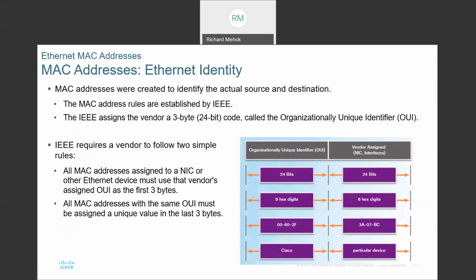The MAC address has 48 bits, and 24 of them are the unique identifier for the vendor. So you can see that 00602F represents Cisco, who made the NIC card, and the other 24 bits are the unique identifier for the particular device. And there are 48 bits. So if you look, you have 6 sets of 2 hexadecimal digits.